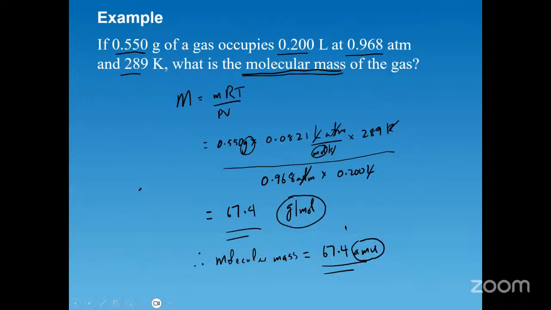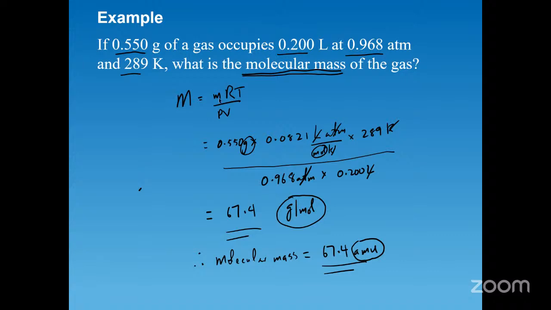So here is an example of a question where this equation is applicable. The question gives you the mass in grams of the gas, the volume, the pressure, and the temperature in Kelvin. And the question is asking for the molecular mass, right? So as we said before, the molar mass equation is given right here, and all we have to do is put the numbers in, right?